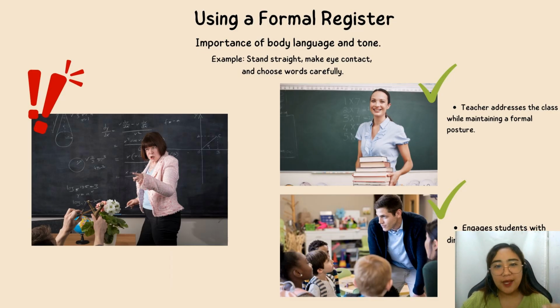Using a formal register in the classroom means communicating with clear, respectful, and professional language. For example, instead of saying, "Hey guys, stop talking," a teacher using a formal register would say, "Class, be quiet." And additionally, a teacher's posture, standing tall with good posture, signals authority, while making eye contact shows confidence and engagement.